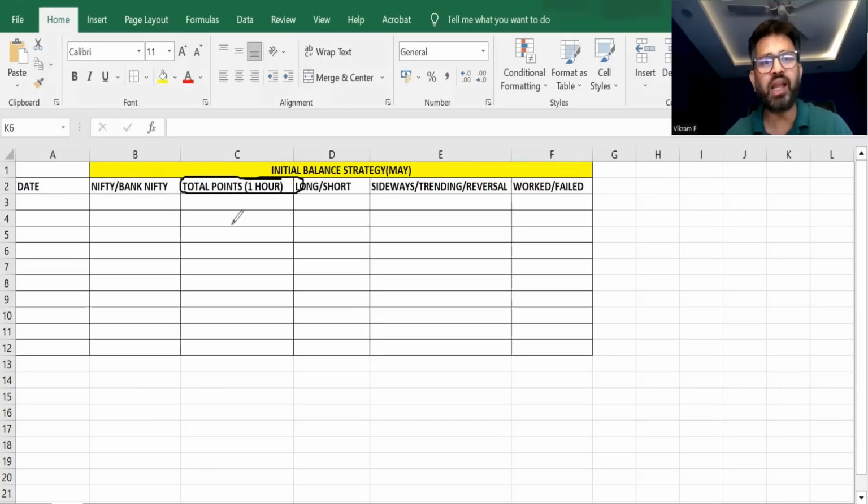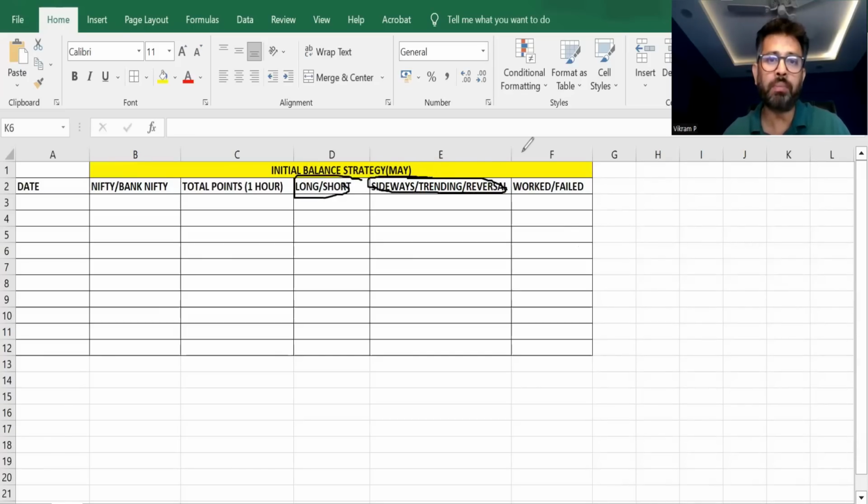And I'll mention total points in 1 hour. I'll take approximate, okay, because you don't have to know the exact points it made in 1 hour, because with the naked eye also you can see a wide initial balance or a small initial balance, right? For example, I will be taking around 250 to 300 points as my reference point for a wide initial balance. That is just an average I'm taking. So next is whether it's a long or short trade. And after that, what happened?